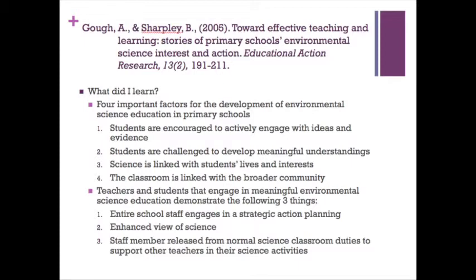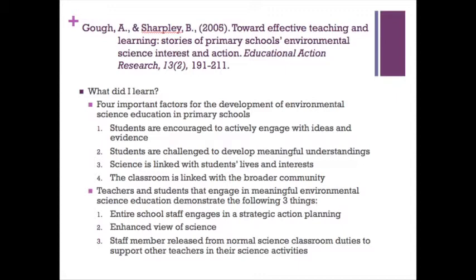In Go and Sharpley's article, Toward Effective Teaching and Learning, I learned that there are four important factors for the development of environmental science education in primary schools. Students are encouraged to actively engage with the ideas and evidence. Students are challenged to develop meaningful understandings. Science is linked with students' lives and interests, and the classroom is linked with the broader community.